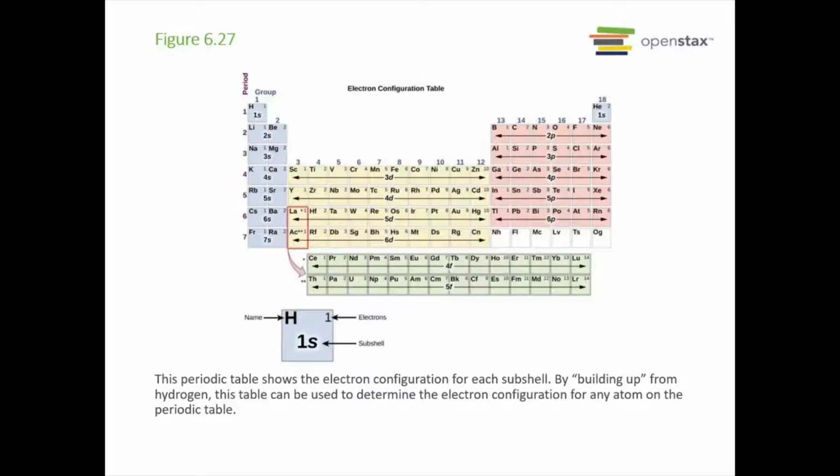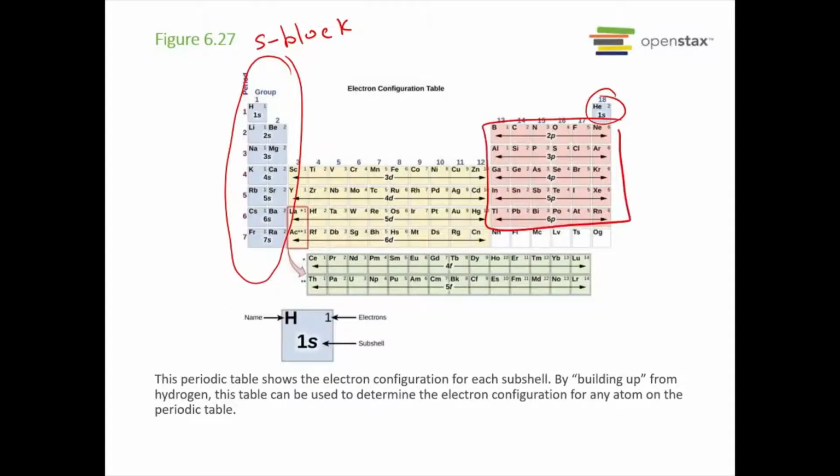This is also a great example of the electron configuration for each subshell. You can see that certain areas have certain electron configurations. For instance, groups 1 and 2 plus helium are all blue, and these all end in the s subshell. So this part of the periodic table is called the s block, because their electron configurations end in an s subshell. Over here in orange, these all end in p: 2p, 3p, 4p, 5p, 6p. That's their final orbital, so this is called the p block.